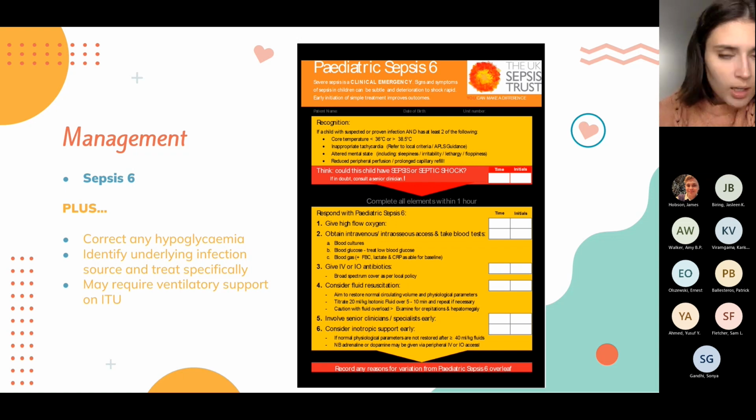Yeah, they might need inotropes to kind of keep that circulatory system going. Make sure you're correcting any hypoglycemia, identify any underlying infection source, and treat specifically.